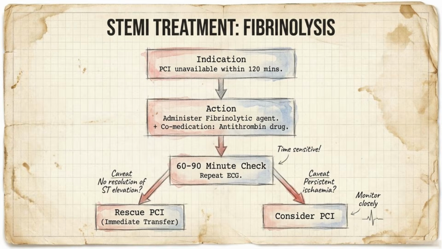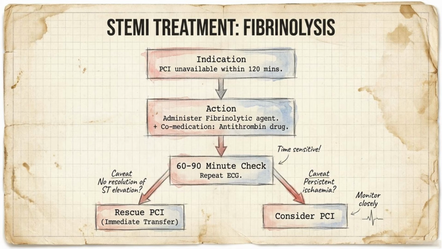Which leads to the 120-minute rule. This is purely about logistics, isn't it? It's all about logistics. The rule is this. Can you get the patient to a cath lab and have that artery open within 120 minutes of the time you could have given them the clot-busting drug? Okay, so walk me through it. I'm in a small hospital, no cath lab. Patient comes in. My options are give the drug right now or ship them to the big city.